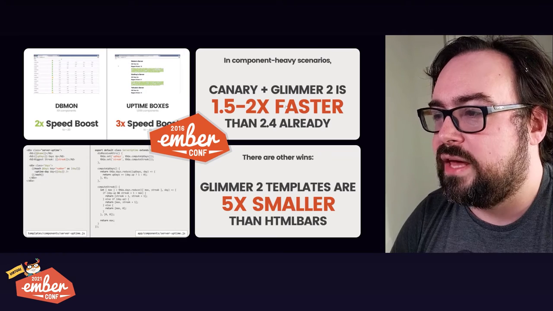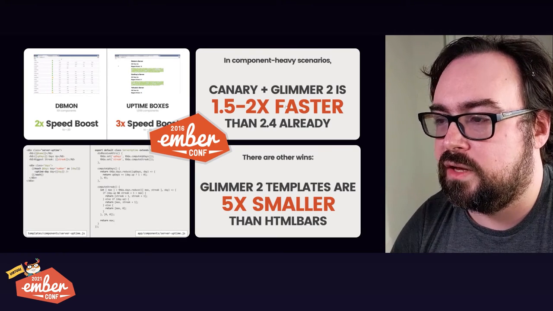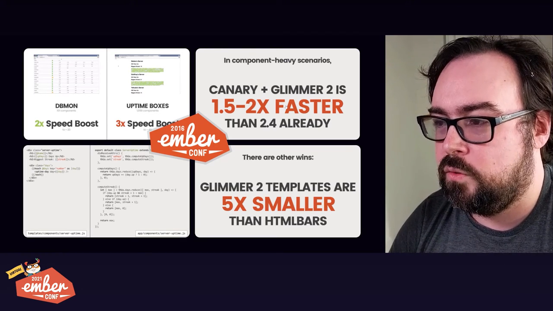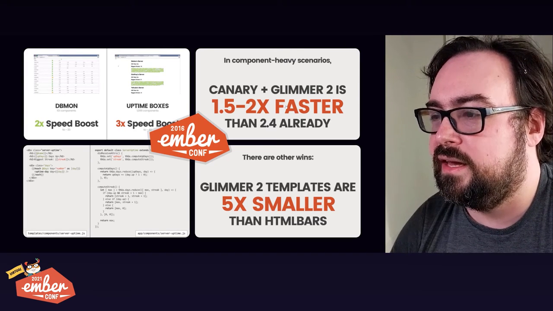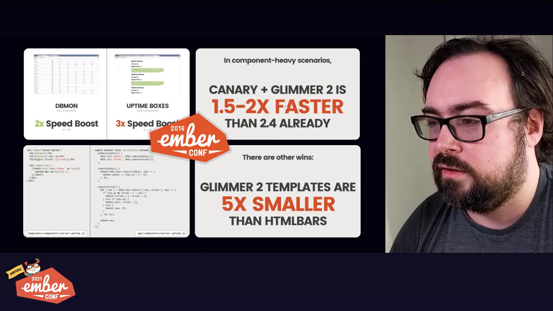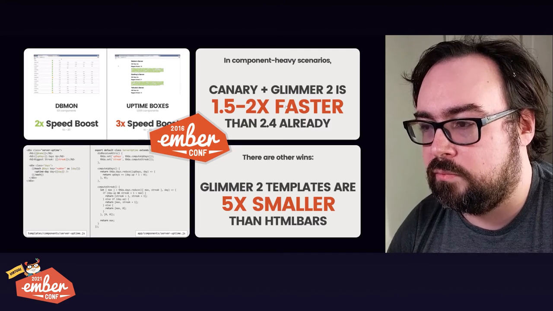By 2.4, we had the new code base integrated behind the flag. But unlike Glimmer, we wanted to commit to a drop-in replacement. Before we announced anything at EmberConf, we got Skylight working, at least as a proof of concept. But we had a problem.